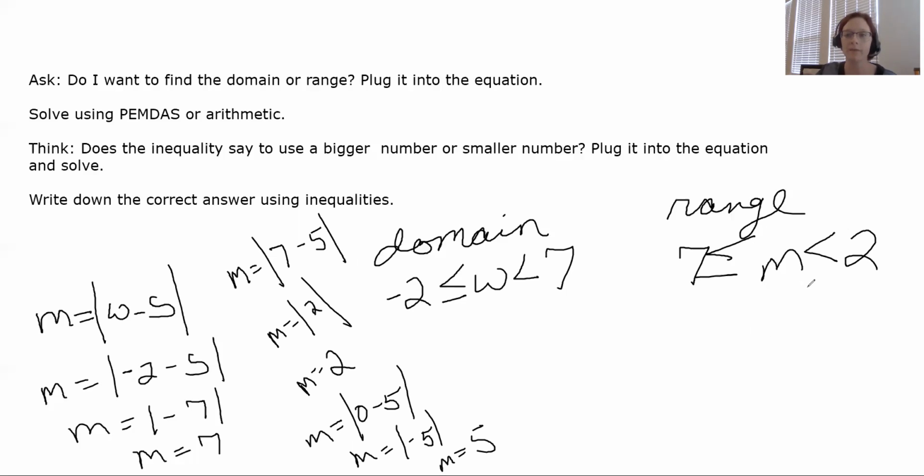We could plug in another value. See what I did there? We know that 5 has to be included. So m has to be less than 7, because if m was 5, it would be less than 7, and greater than 2, because 5 is greater than 2. Let's see how you do.